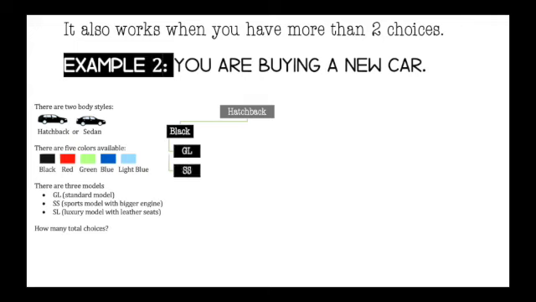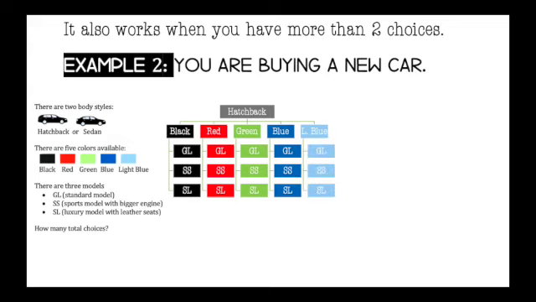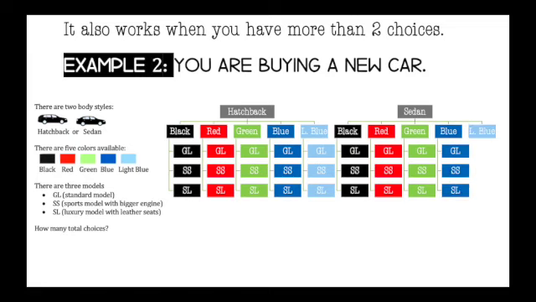I have the hatchback, and it could be black or red, and it could have 3 different models. So green, it could be standard sports luxury, blue standard sports luxury, light blue standard sports luxury. Okay, then I could have a sedan, which could be black, that is standard sports and luxury. It could be red, standard sports or luxury. It could be green, standard sports or luxury. It could be blue, standard sports or luxury. And it could be light blue, standard sports or luxury.